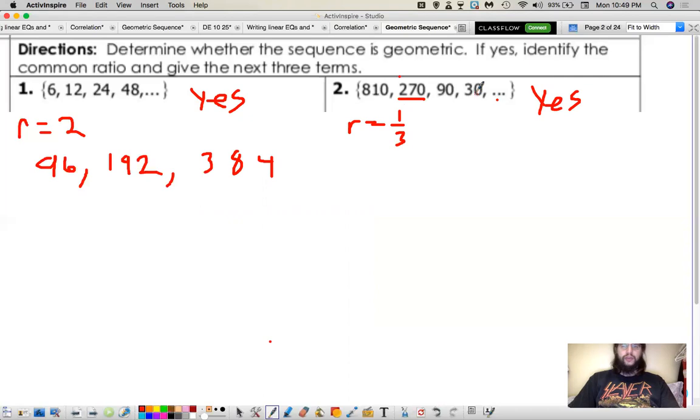So I can do this one pretty easily. 30 times 1/3 is 10. 10 times 1/3, well, that's 10 thirds. 10 thirds times a third, well, that's 10 ninths. Use your calculator if you don't believe me.